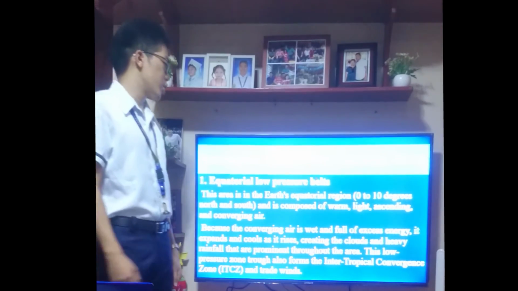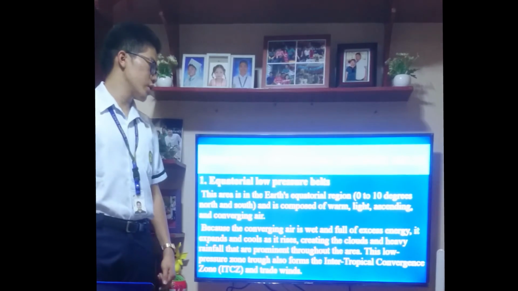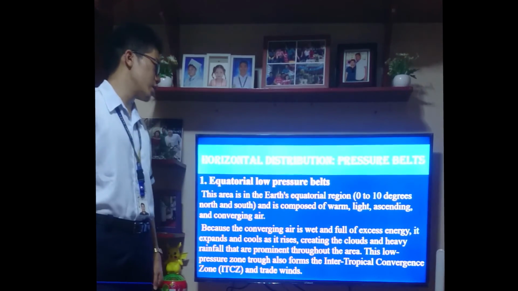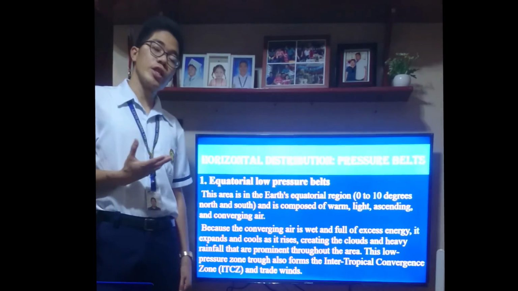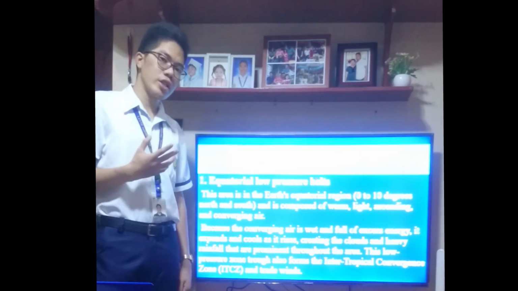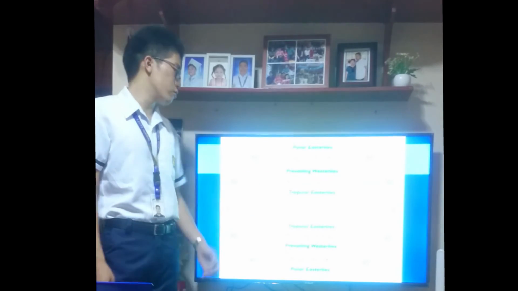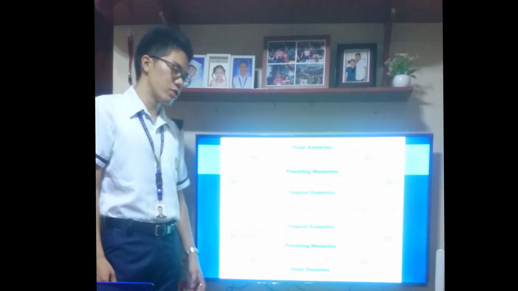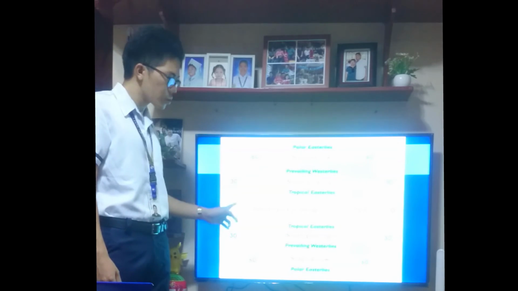First, we have the equatorial low pressure belts. These areas in the Earth's equatorial region from 0 to 10 degrees north and south are composed of warm, light, ascending and converging air. The sun shines vertically almost throughout the year on the equator. As a result, the air gets warm and rises over the equatorial region, and it produces the equatorial low pressure trough.